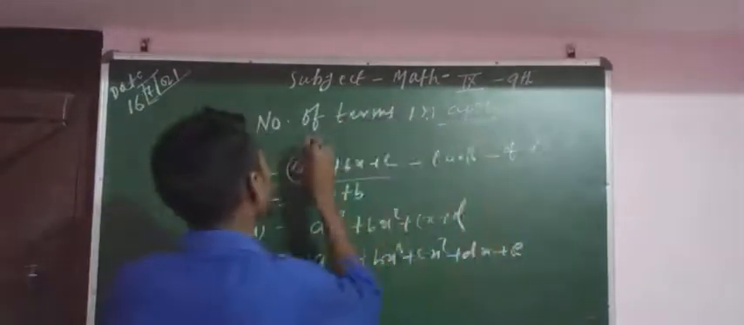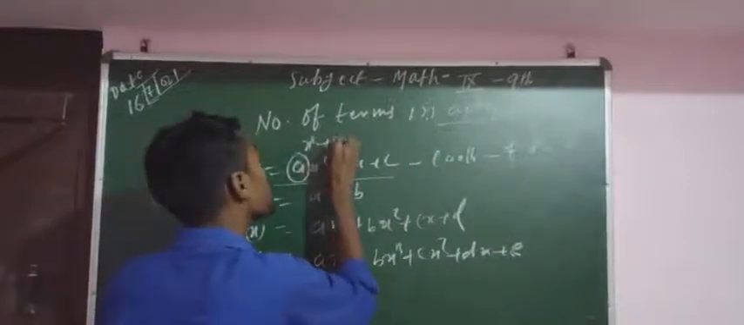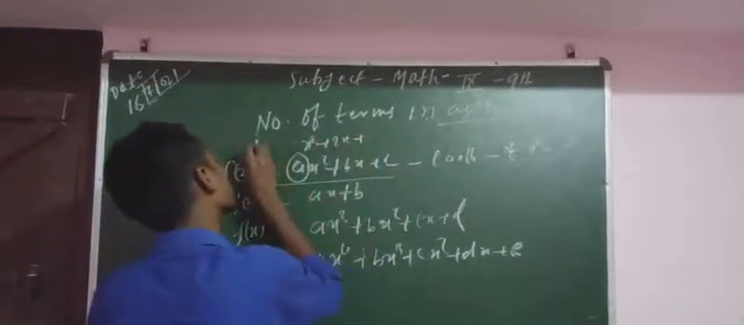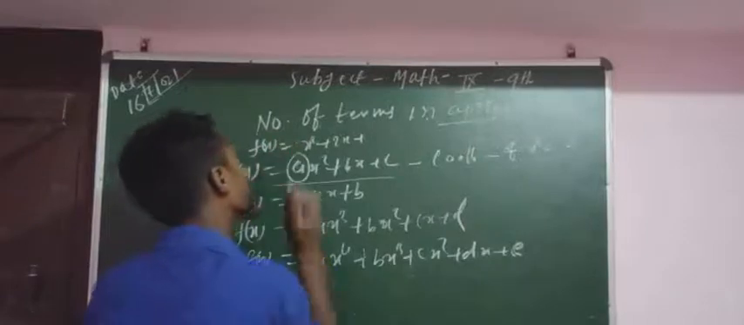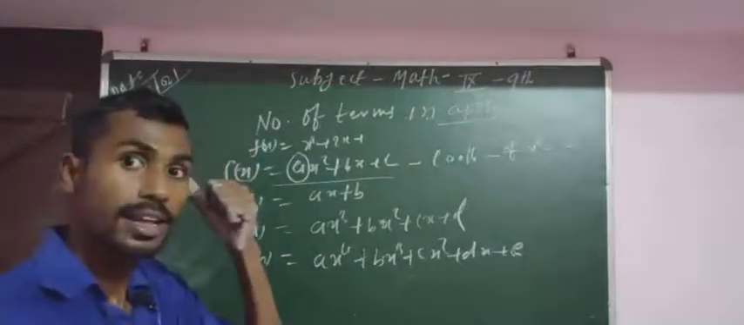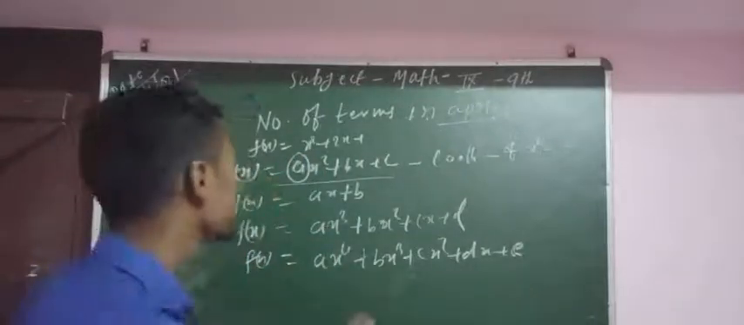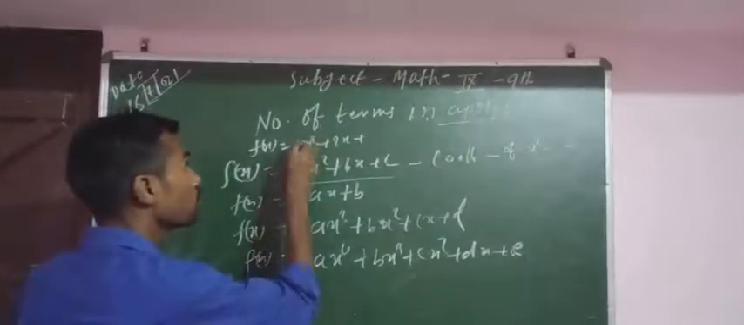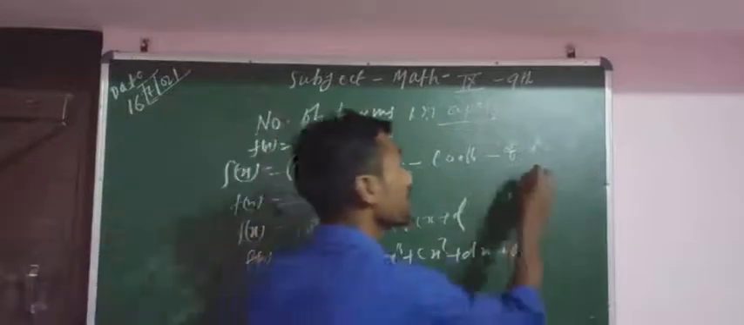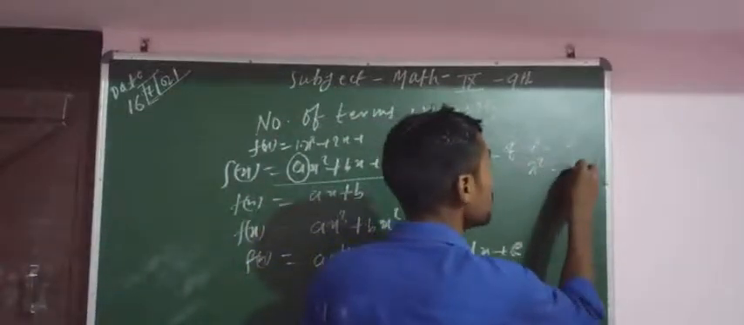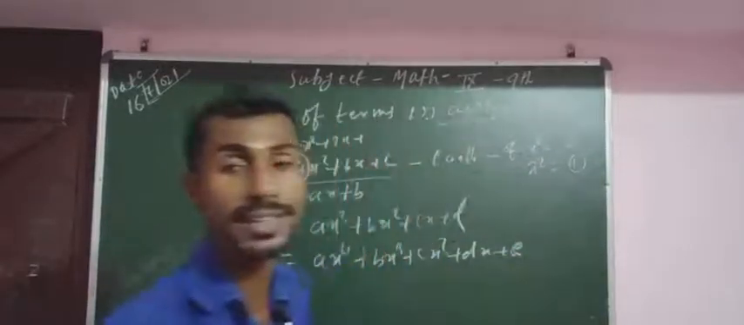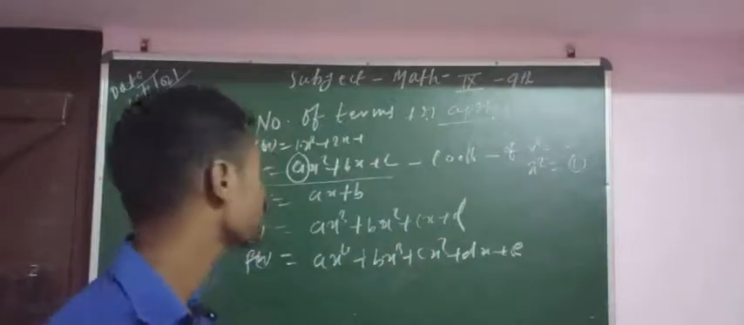Suppose f of x equals x square plus 2x plus 1. In that case, what is the coefficient of x square? If there is nothing written here, that means 1. So 1 is the answer. The coefficient of x square is 1.